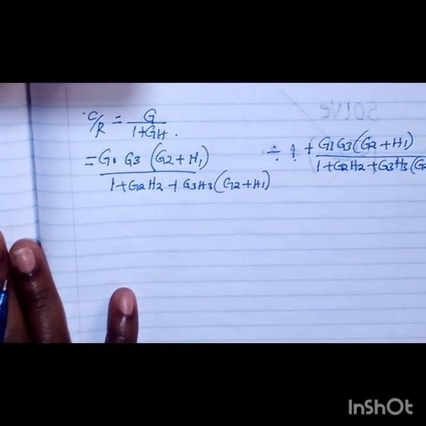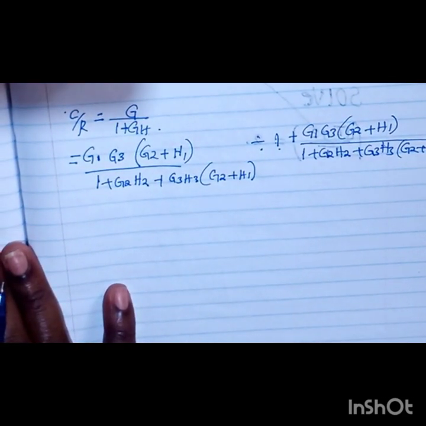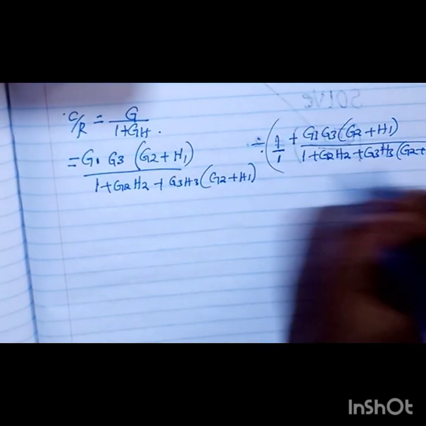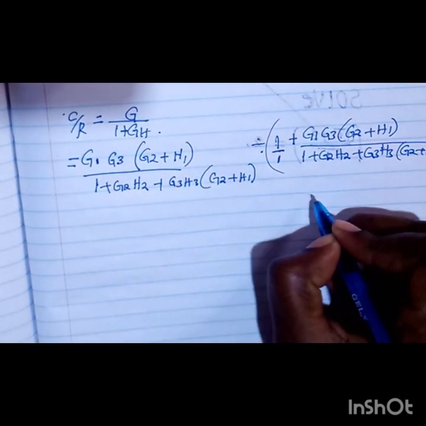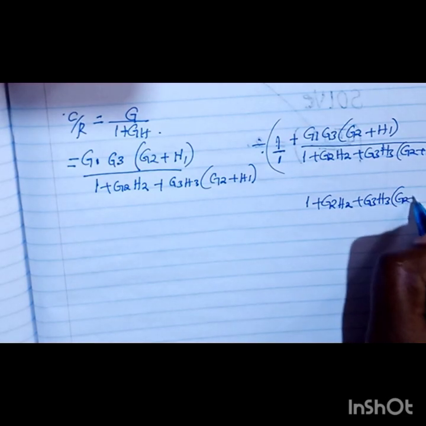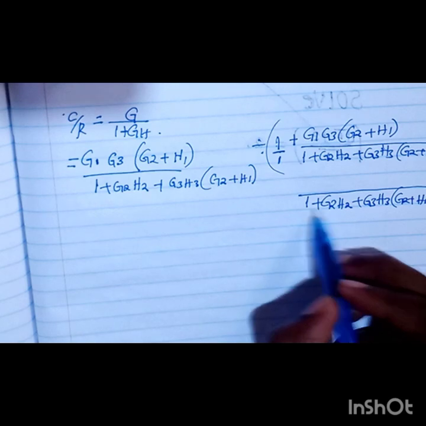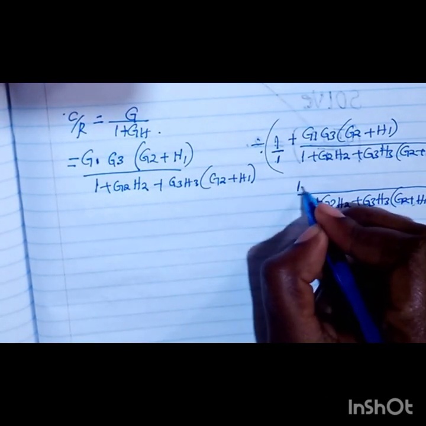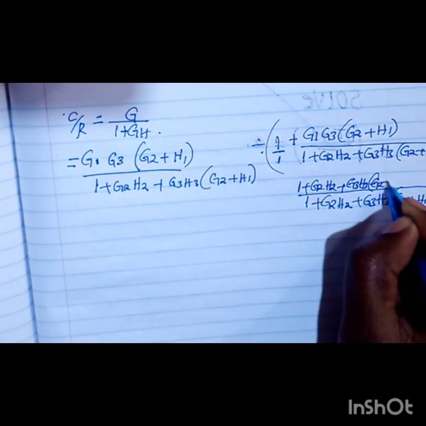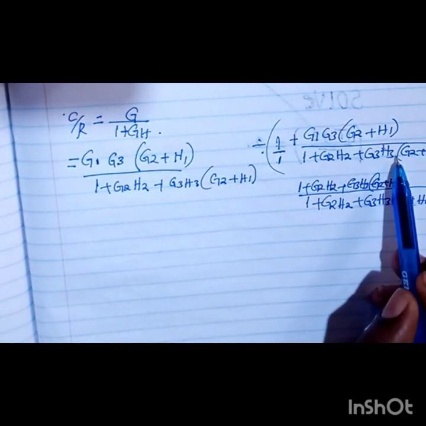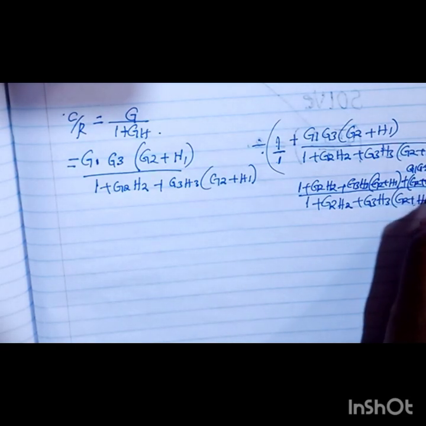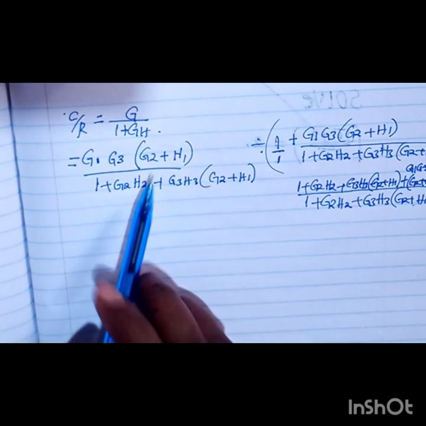So that after having that, for me to proceed, I need to combine these two terms because the same as 1 over 1. So if I take the LCM of this one, the whole of this term here, the LCM is 1 plus G2 H2 plus G3 H3 into G2 plus H1. So if I take the whole of this value divided by 1 times 1, I'll have 1 plus G2 H2 plus G3 H3 into G2 plus H1. And then if I take this term divided by this term, is 1 times this one, is plus G1 G3 into G2 plus H1. That's what we have. Therefore, we have the whole of this term.